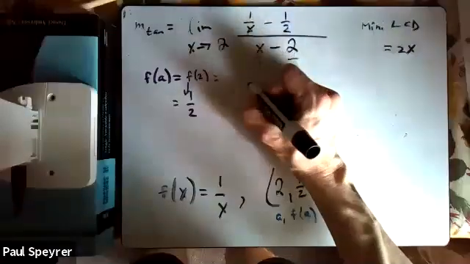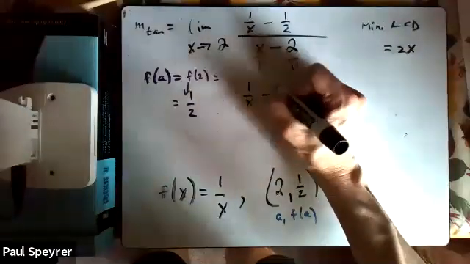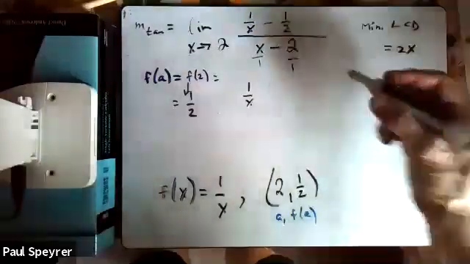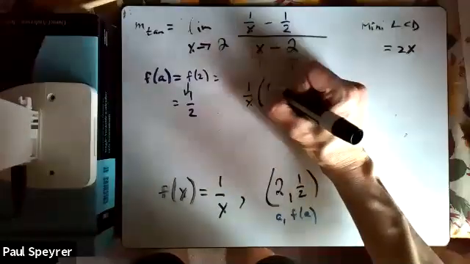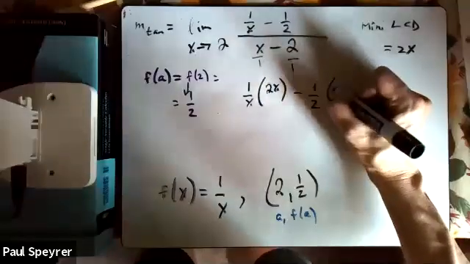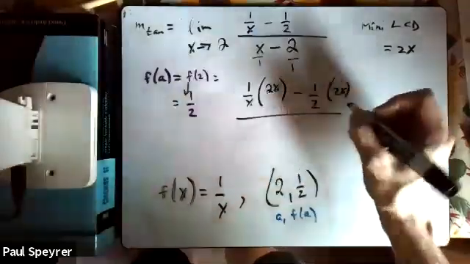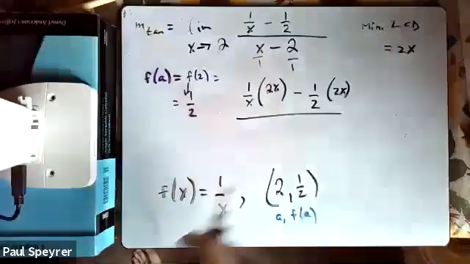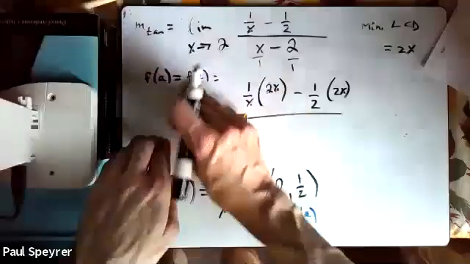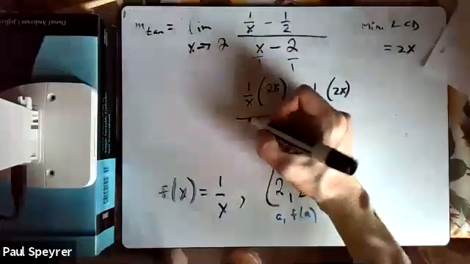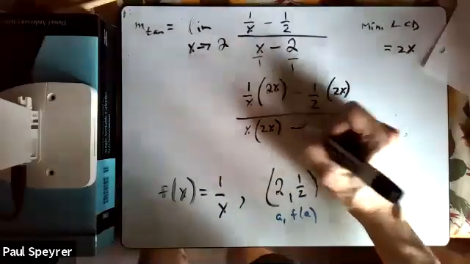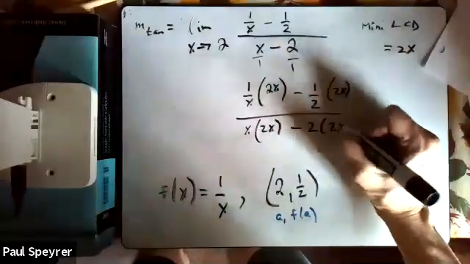Now, what are we going to do with that? Well, we're going to multiply everything by the mini LCD. So all of these, I'm going to take 1 over x and multiply it by 2x. I'm also going to take the 1/2 and multiply it by 2x. We're also going to take the bottom, because that's everything, right? We've got to take the bottom and multiply it by 2x. And minus 2 times 2x.